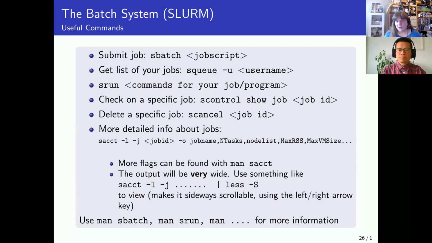And we also now found out you can do scancel -u and your username to kill all your jobs. And you can use the command sacct to get more detailed info about jobs. In this case, I am just giving an example of how to see how much memory is used and things like this. The thing is that the output of this command will be very, very wide. It is several screenfuls wide. So you should pipe it to less -S. That will make it scrollable, so you can use left and right arrows to scroll in the terminal. And of course, you can always use man for sbatch, srun, and whatever to get more information from the manuals.